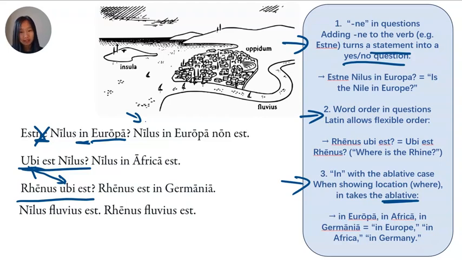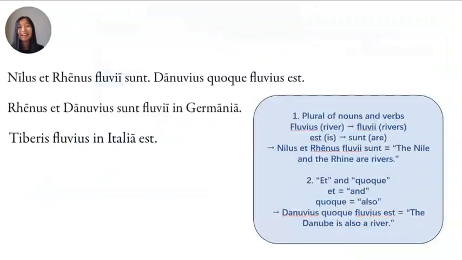Now, Nilus fluvius est. Rhenus fluvius est. Now, fluvius just means river. Yeah, as you can see here, river. And yeah, we're done. Next page.